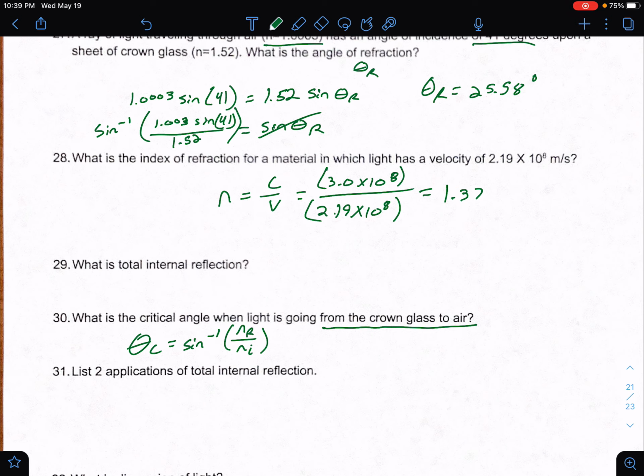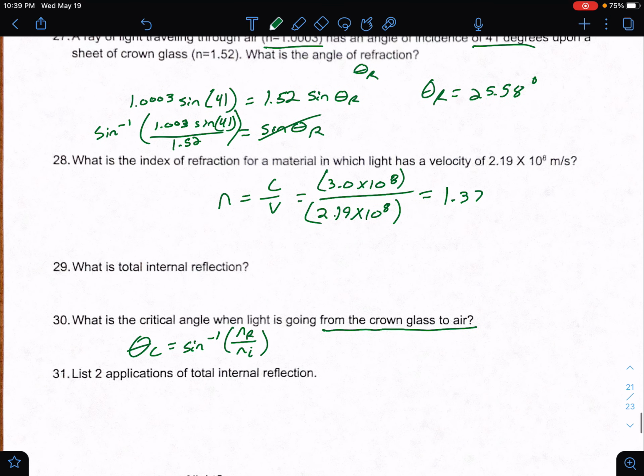You're going to refer back to that chart that has all the indices of refraction. So I'm going from crown glass to air. I'm going to do my inverse sine. My incoming, my NI, is crown glass, which is 1.52 on the bottom. Air is 1.0003. Once I do all that, it should come out to an angle of 41.2 degrees. So if you went past that angle, none of the light is going to go through. It's all going to be reflected.